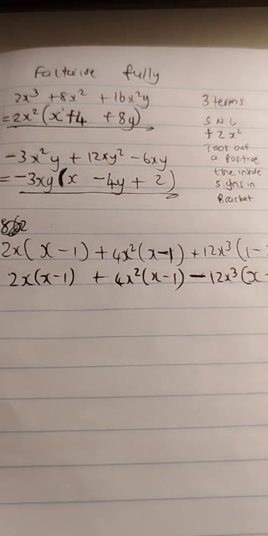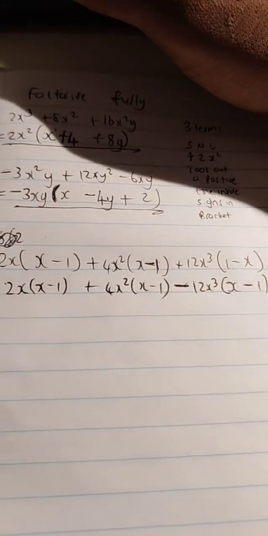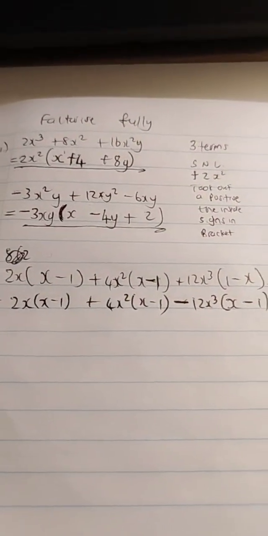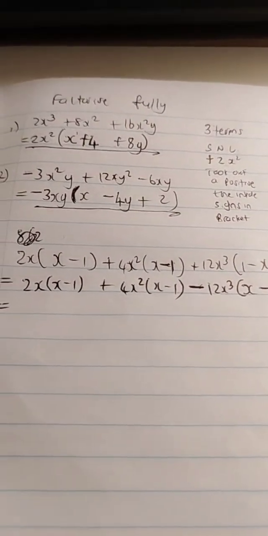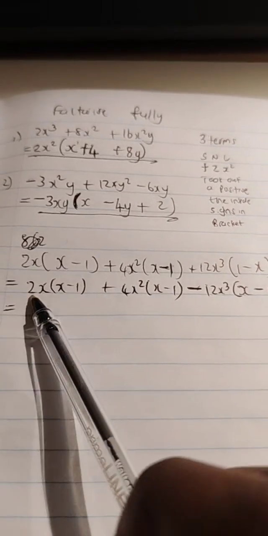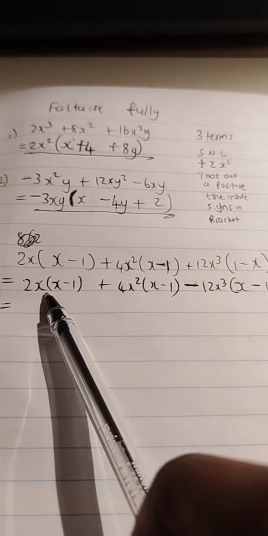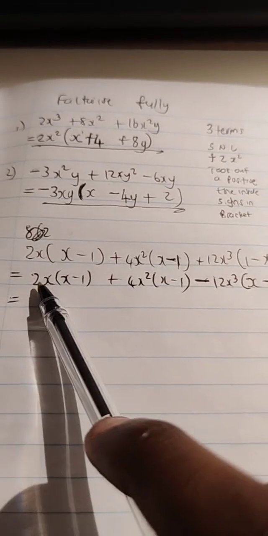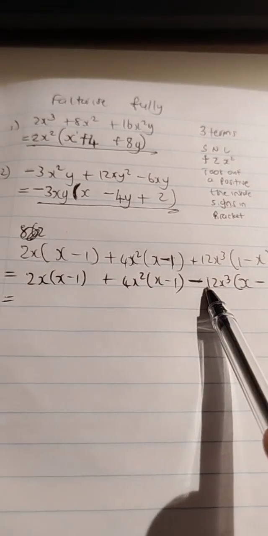Speak to me. Not next to me, guys. Speak to me about the number next to the x. The highest common factor number is what? Between 2, 4, and 12.